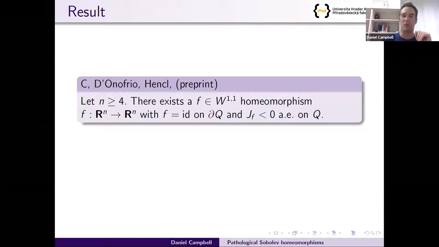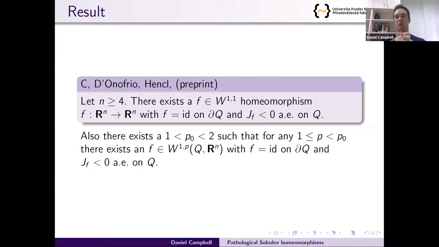And now this is our result: we do actually manage to prove that for f in W^{1,1}, there exists a homeomorphism with identity on the boundary and negative Jacobian almost everywhere. In fact, we do get some higher integrability. The integrability which you'd want in this case for dimension 4 or 5 would be p less than 2, but actually we're sharply below 2. The question is why?